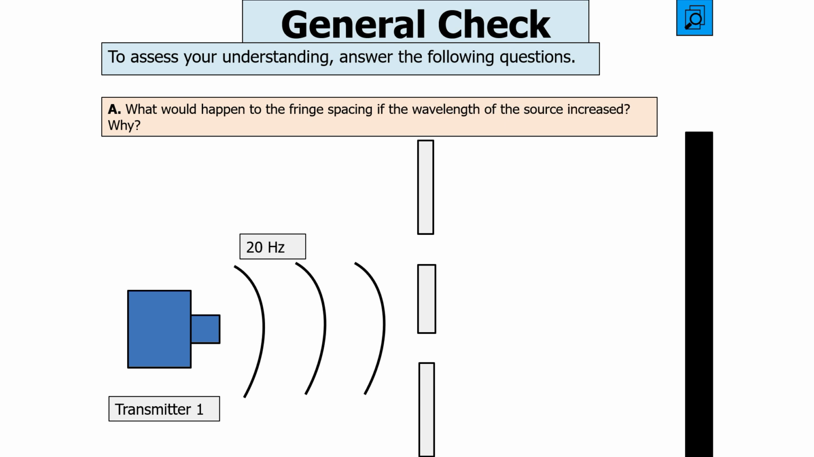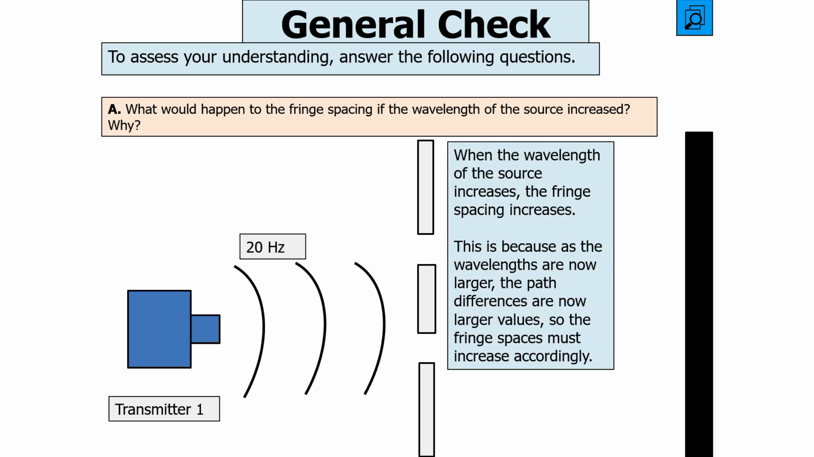What would happen to the fringe spacing if the wavelength of the source increased and why? When the wavelength of the source increases, the fringe spacing increases, because as the wavelengths are now larger, the path differences are now larger values, so the fringe spaces must increase accordingly.